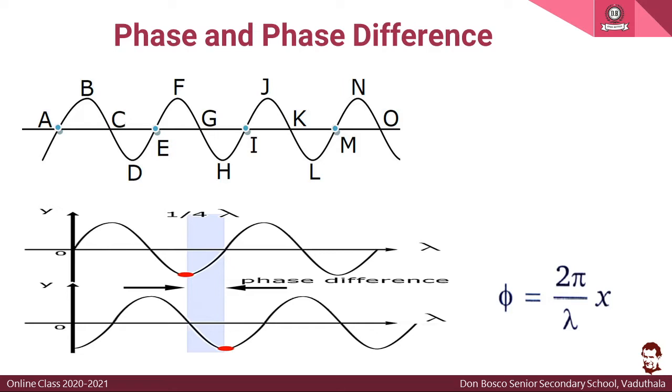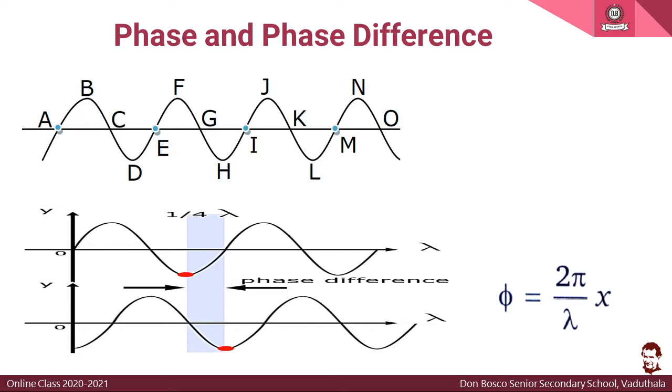That phase difference is shown in the diagram as 1/4 of lambda. That means phase difference can be represented in terms of angle or in terms of distance. The relation between phase difference phi in terms of angle and path difference, expressed in meters or distance, is given there: phi is equal to 2 pi by lambda into x. Phi is equal to 2 pi by lambda into x.